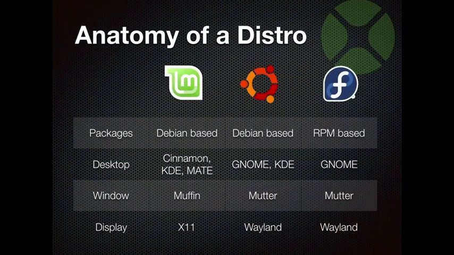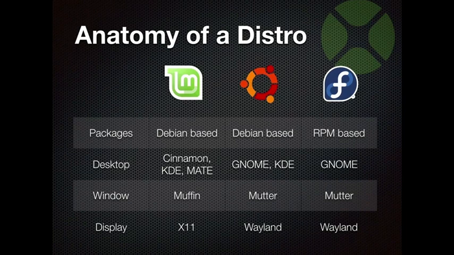So if we look at a distro and what that looks like, we've got Mint, which is Debian based. You can run the Cinnamon desktop, which is GNOME based. They also have a KDE desktop download you can also get. Ubuntu is Debian based. They also provide GNOME and KDE downloads. Fedora is RPM based, which is Red Hat based, and they run the GNOME desktop.